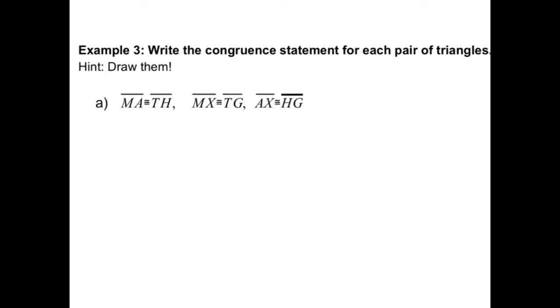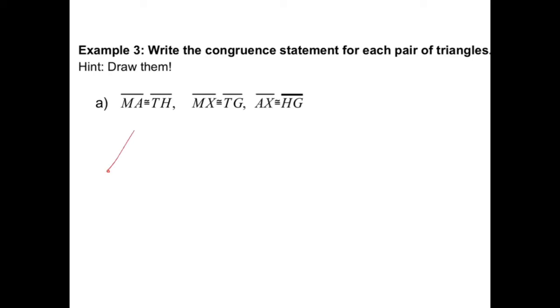So in this example, it says to write the congruent statement for each pair of triangles, and the hint is to draw them. I know that at the beginning of the lesson, I talked about how you can just match up the letters, but we want to also be able to say how we know that these triangles are congruent. So I'm just going to go ahead and draw them.